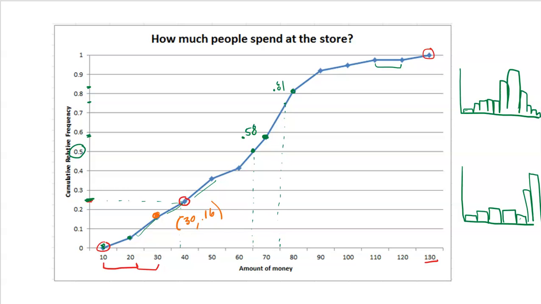Now remember, it's percentile. So the 16% is a percentile. That means 16% of people spent $30 or less. So that's what that value really tells me. Then in context, I'm saying, hey, 16% of people that I surveyed spent $30 at the grocery store or less. So make sure you understand that.